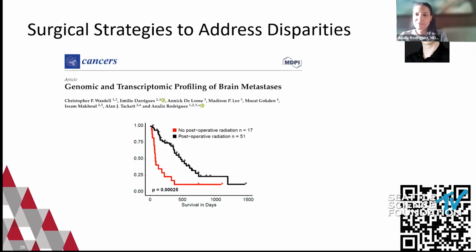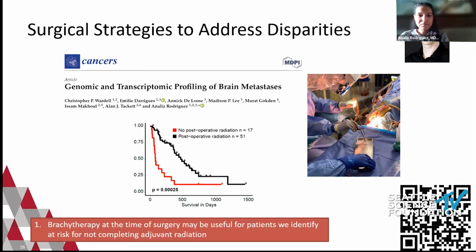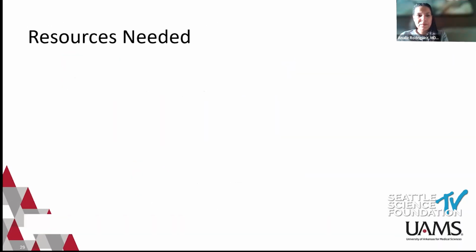This is obviously something that we all know how imperative it is that after you get surgery, you need adjuvant radiation. One thing we're considering is, in those patients who are at risk due to their rurality or other socio-demographic factors, to implant brachytherapy at the time of their resection in order to make sure that they get that adjuvant treatment that they need. So we think that may be a way to address disparities.